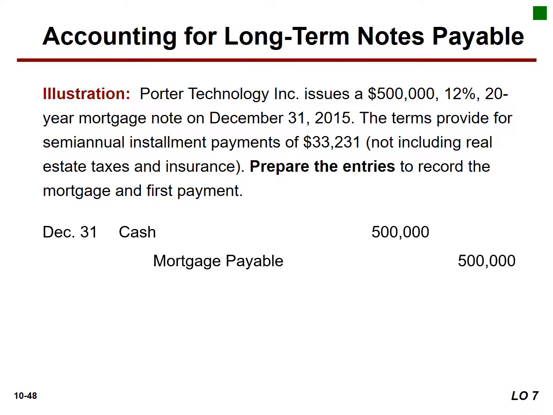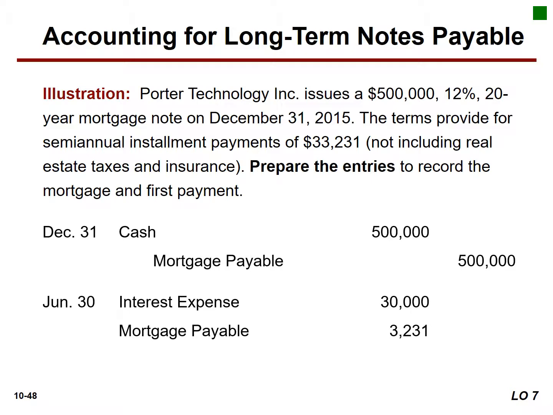On that first payment, that $33,231, we owe $30,000 in interest. We're going to reduce our principal balance on our mortgage by $3,231, and of course we're crediting cash for the $33,231.